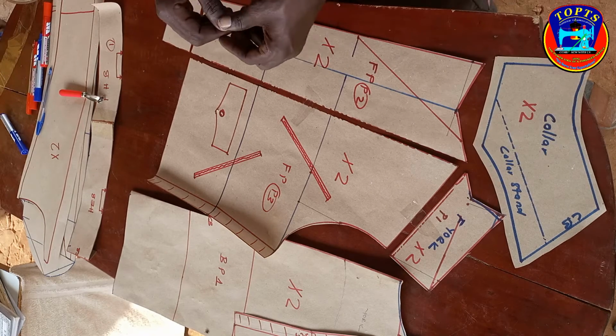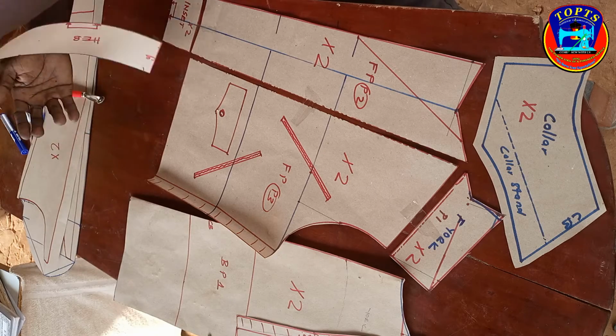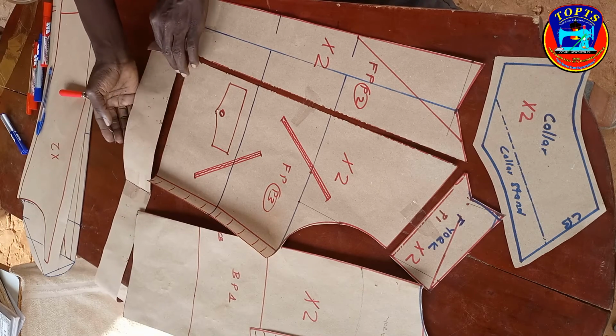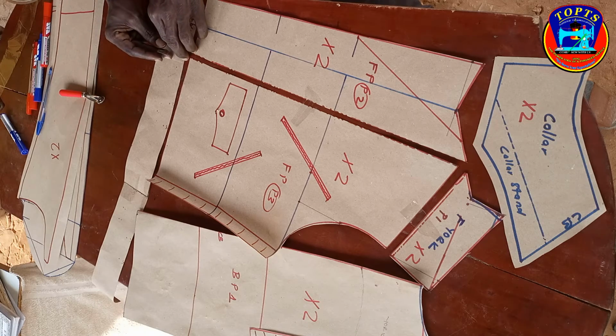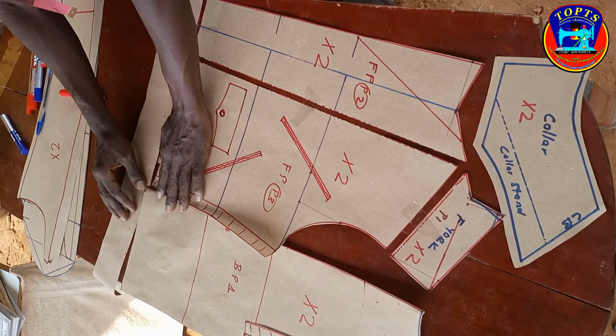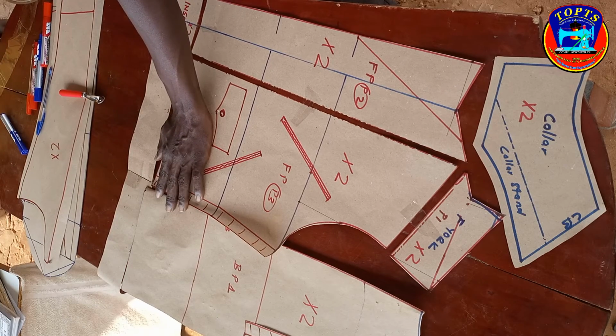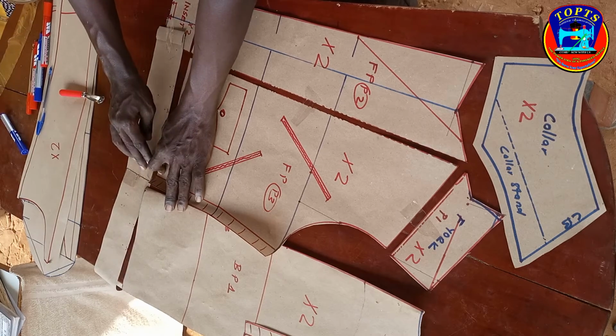Then for the collar, for this one, with this one already, you attach it to this. And again, then we have to finish this side.